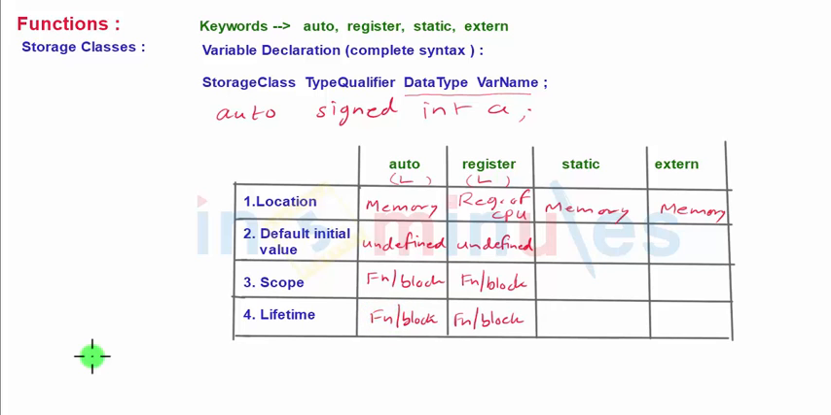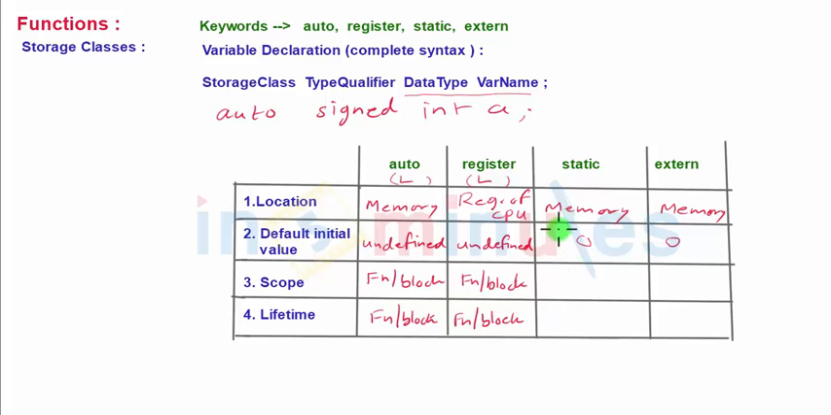Now let's talk about static variables. Static and extern variables have default value 0. Again, static can be global or local, both will be by default initialized to 0. Scope and lifetime of static variables we have to understand with an example.